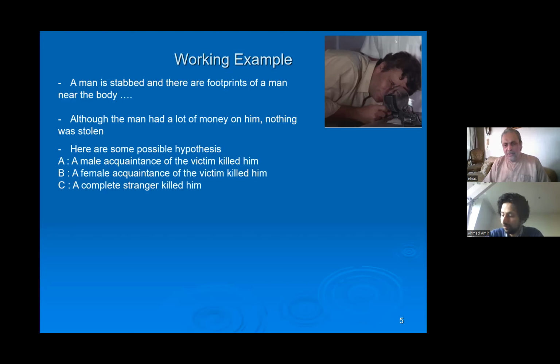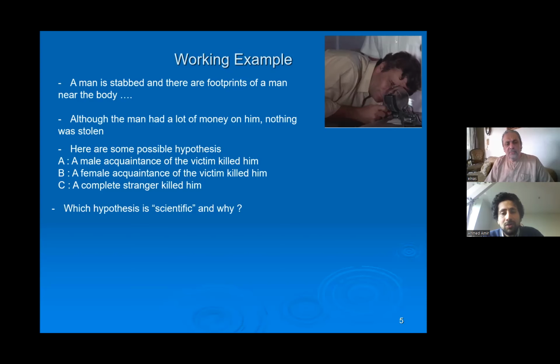It's not conceivable. So Colombo has here three possible hypotheses: a male acquaintance of the victim killed him, someone who knew the victim; a female acquaintance of the victim killed him; and a complete stranger killed him. So I pose the question to you: which hypothesis is scientific, and why? Especially if we think about falsification. What do you think?